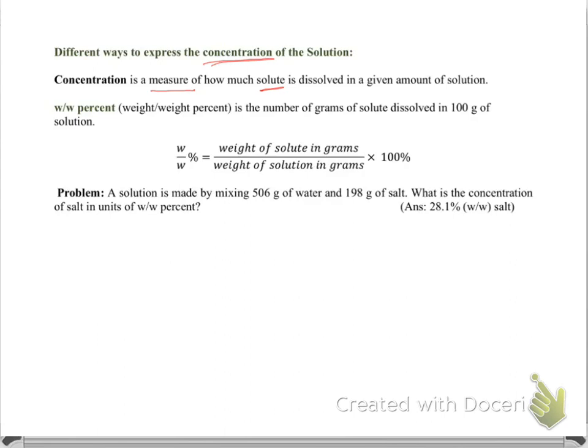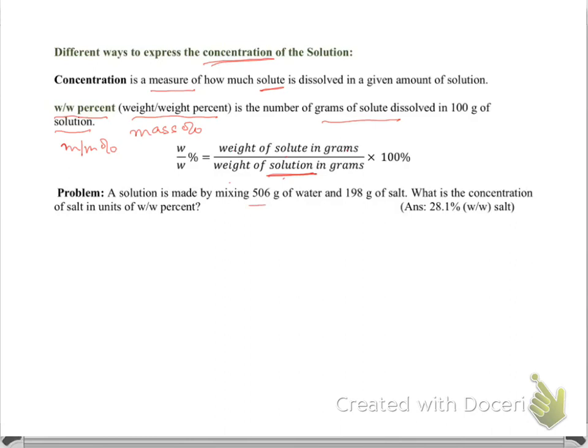One of the most common measures of concentration is weight by weight percent. Now weight by weight percent, or we can also call it the mass percent, or mass by mass percent. It is the weight of solute in grams divided by the weight of solution in grams. So number of grams of solute dissolved in 100 grams of solution. So look at this problem.